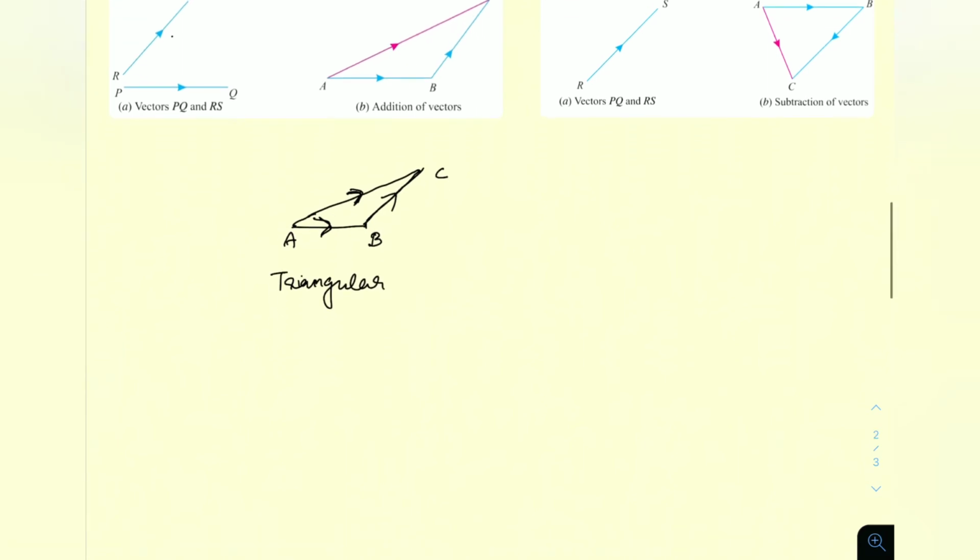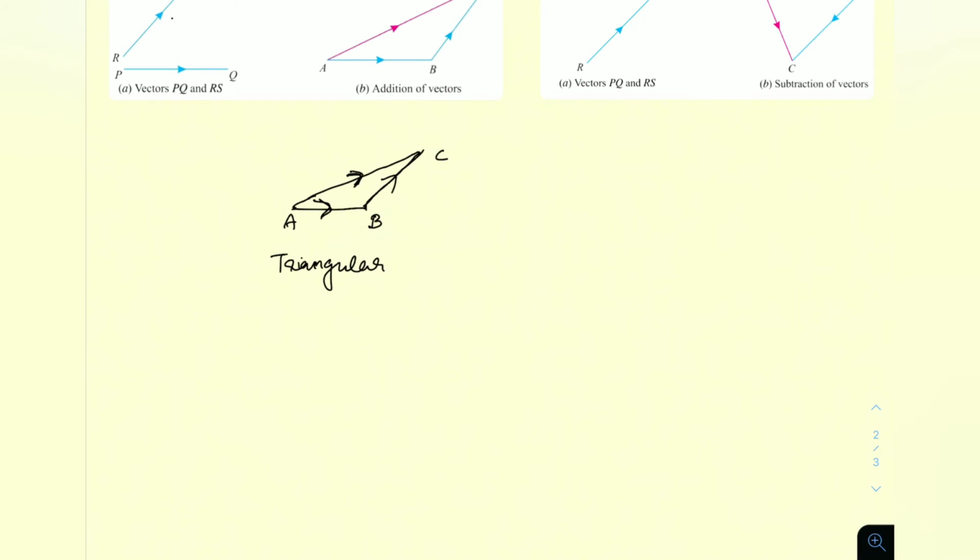Suppose it's a polygon, then what will happen? There will be many vectors, like P, Q, R, S, A, B, C, D. So we have to add all these vectors. Then what will we do? Similar to the triangular law, we first add the first two vectors. Then with the resultant, we add the other vector. So then we'll get a new resultant. With the new resultant, we add the other vector. That continues till all the vectors are added.